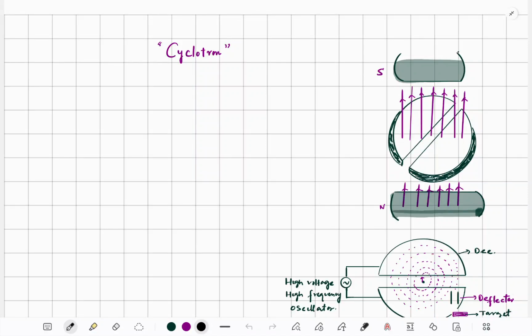Hello everyone. In this video we are going to understand the cyclotron. Cyclotron is very important in nuclear physics and in radiation physics. In a cyclotron, we accelerate charged particles. These charged particles may include alpha particles, beta particles, protons, or whatever charged particles. But the basic necessary condition is that the particle must be charged.